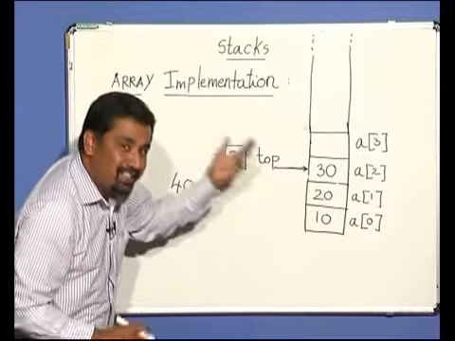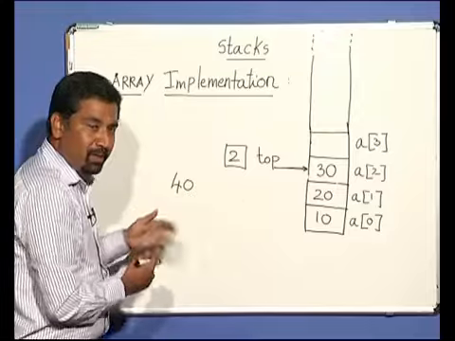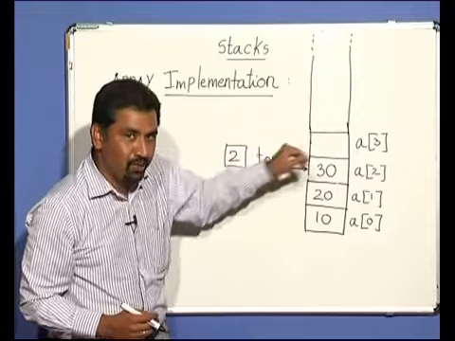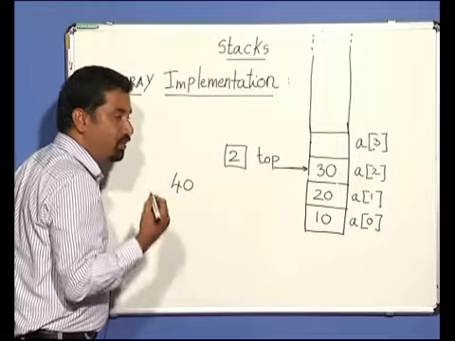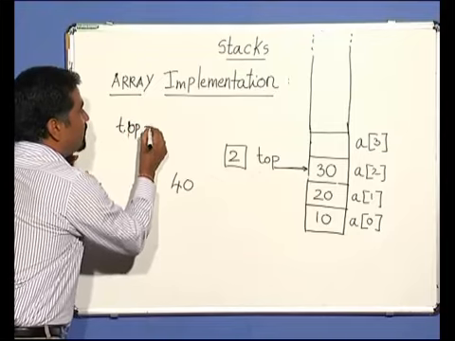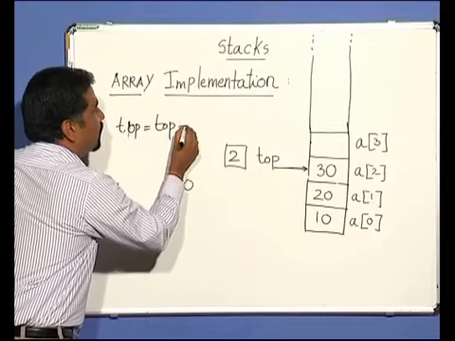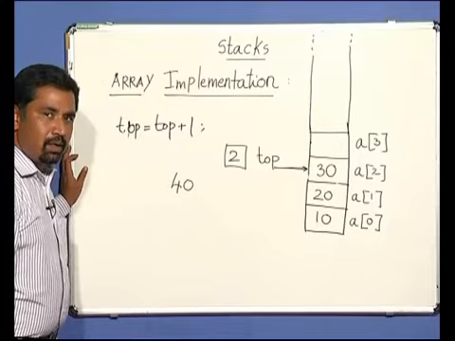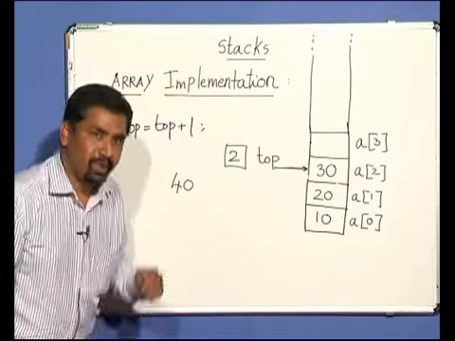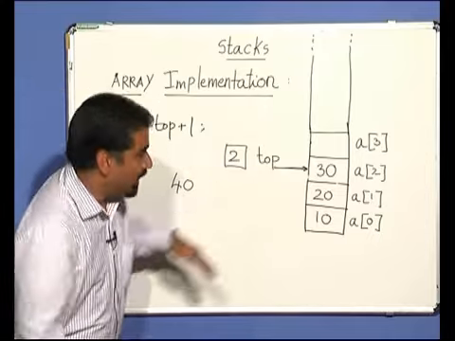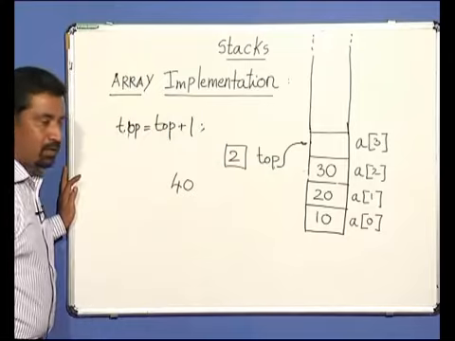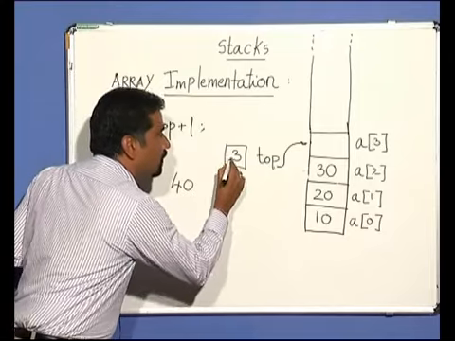How do we get the next element from the current top element? Current top is 2. So the next place into which the next element has to get into has to be 3. So what we do is very simply top is equal to top plus 1. That is the first statement that you are going to write whenever you are trying to push, because whatever current top is, that has to be changed to the next element. So now top will become 3.